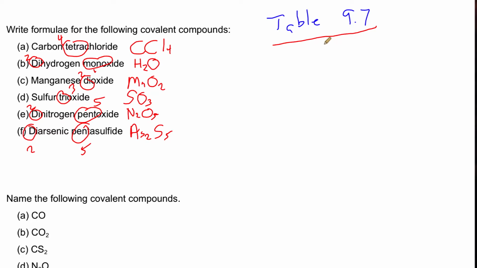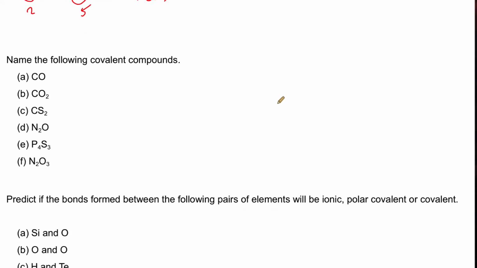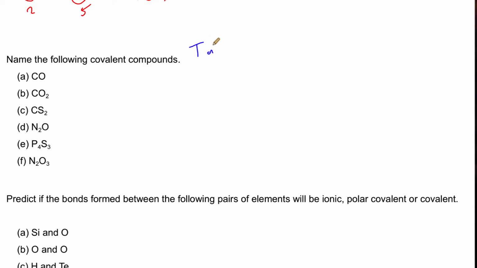Now the next problem, our fourth problem here, kind of works these backwards. So now I'm going to give you the formula and you have to write out the name. Once again, we are going to use the same table. This is table 9.7 in the textbook. So again, we're going to table 9.7. And we have in the first one a carbon atom and an oxygen atom.